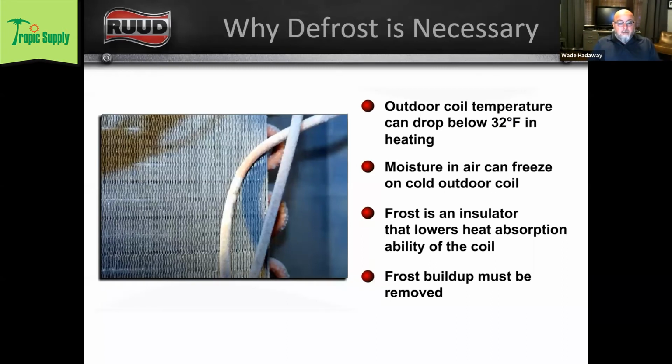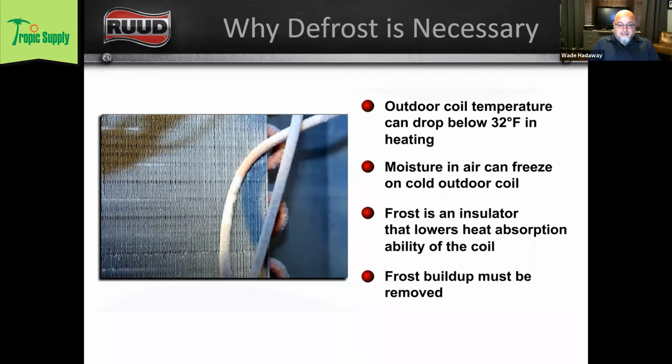Defrost is necessary because in heating mode, the outdoor coil temp can drop well below 32 degrees. So think about the moisture that's in the air and an evaporator coil, because essentially that's what your outdoor coil is. Your outdoor coil is your evaporator in heat. And as the temperature of the air pulling through that evaporator coil is below 32 degrees, the coil is going to freeze up. And that's exactly what happens. So as we're removing the heat, we're moving the heat from the air into the refrigerant.